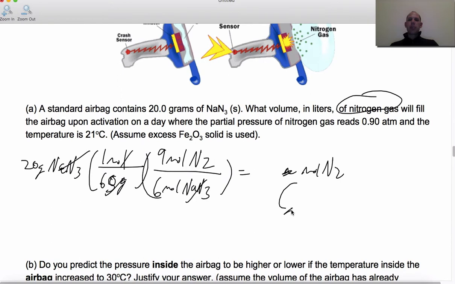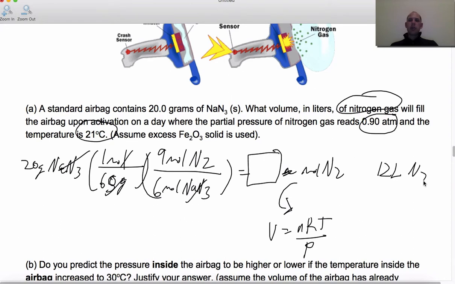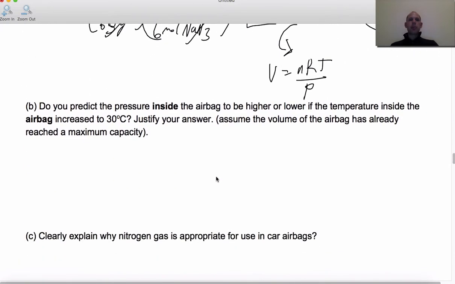I'm then going to pump that in and say that V equals nRT divided by P, and I got the P here. I add that to 273, I got the T. I know that R is 0.0821, and I got my answer here, and it's going to be 12 liters of N2, and that's the size of a car airbag. Do you predict the pressure inside the airbag to be higher or lower if the temperature inside has increased? Okay, and that's going to be higher.